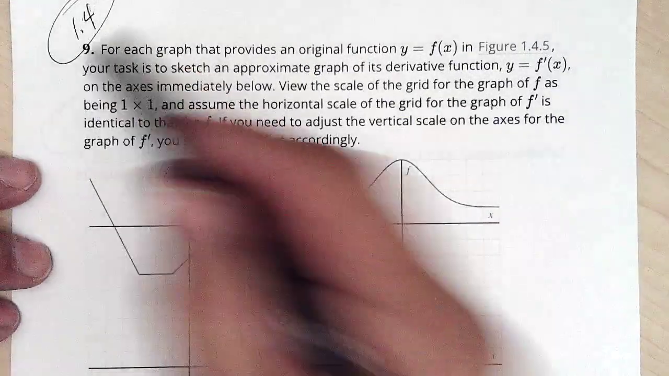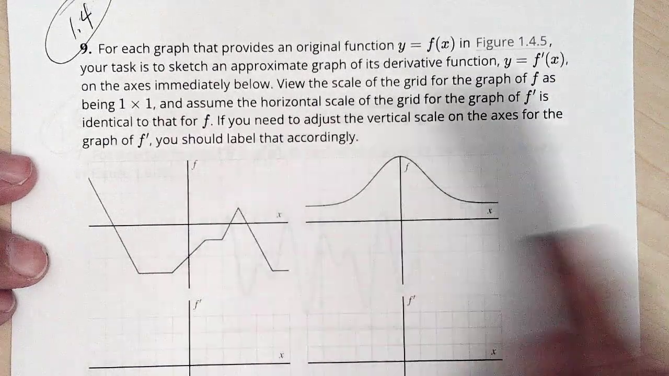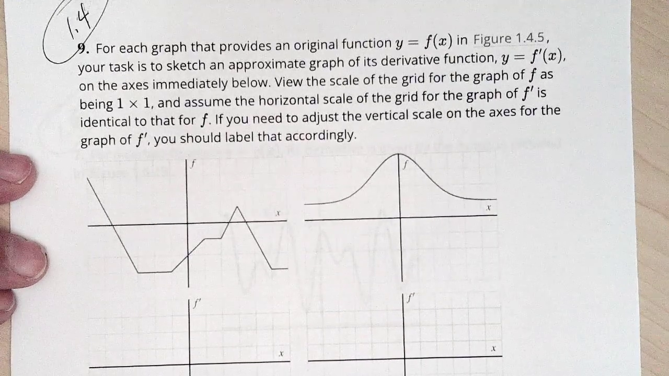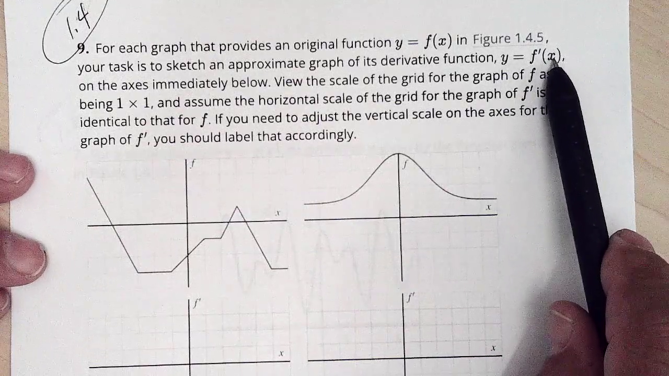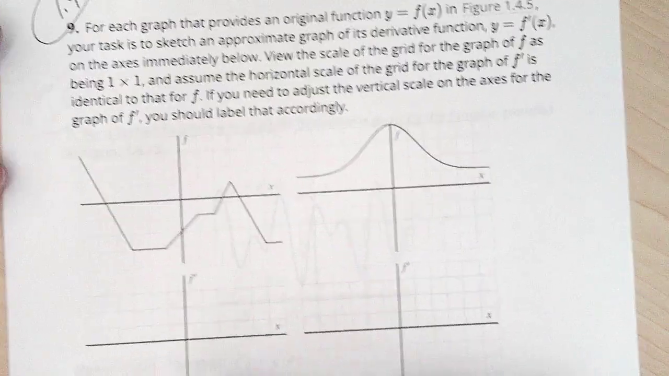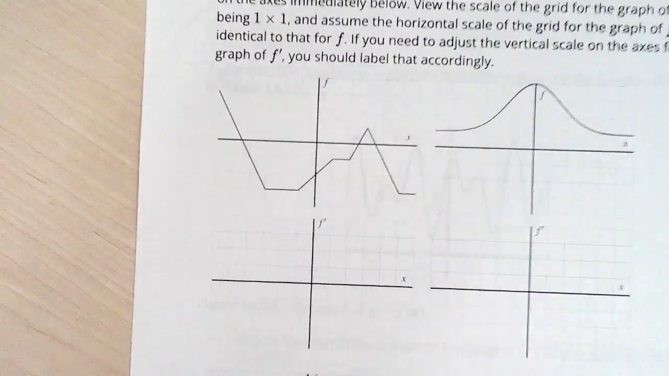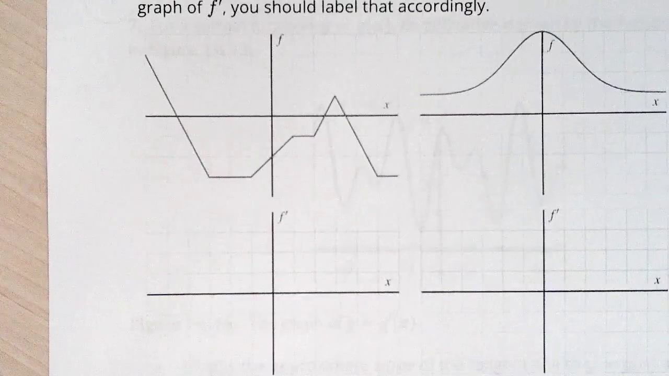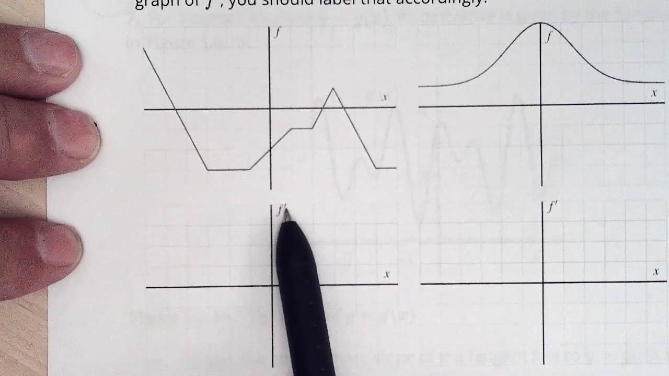Question 1.4, number 9. If you read the directions, it says if f is y equals f in these pictures, then in the second graph below it, draw f prime. And it says make every square 1 by 1. So what I do in my class for my students is I say, think about having a slope meter, because f prime is the slope.